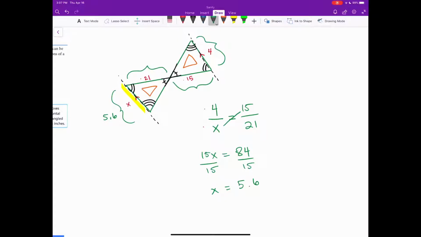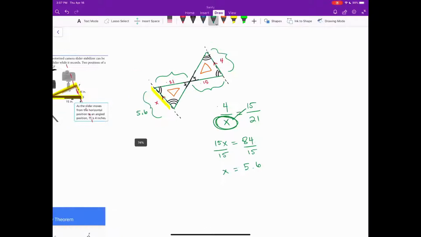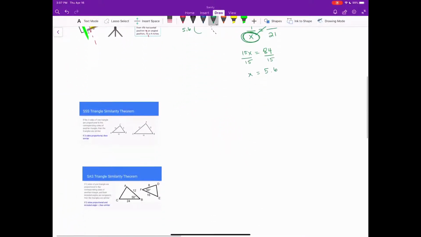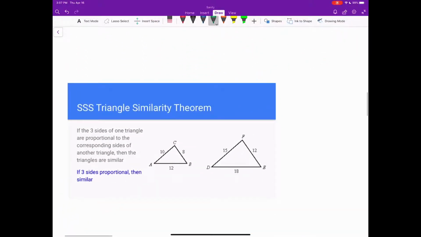Rock on. All right, so noticing some corresponding sides in our triangles that would be similar, setting up some proportions, being able to solve for a missing value here. Okay, I'm going to move on to the last two that we're going to talk about real quick. So we just talked about angle, angle. If you've got two angles, then you're good to go to say that they're similar.